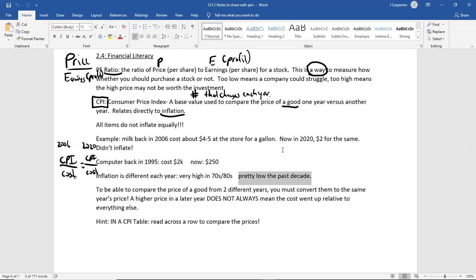Currently, right now, the Fed is trying to bump up inflation because of everything going on, but let's not get into the greater grand details of that.